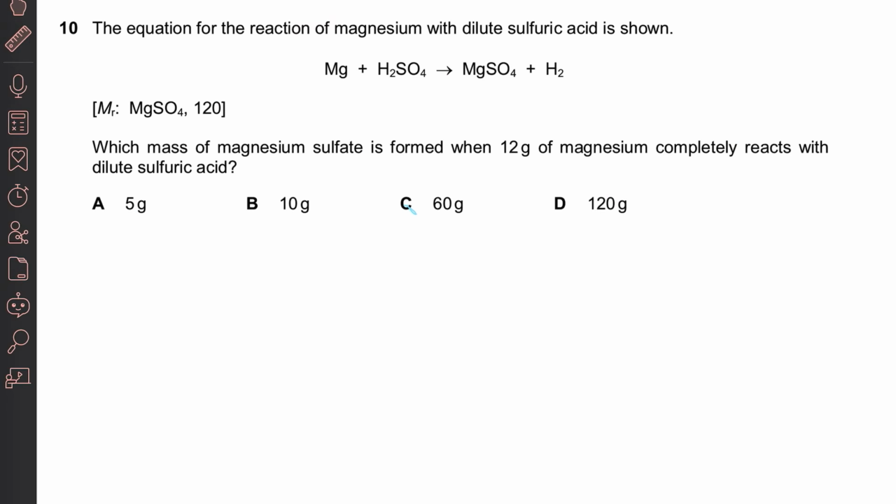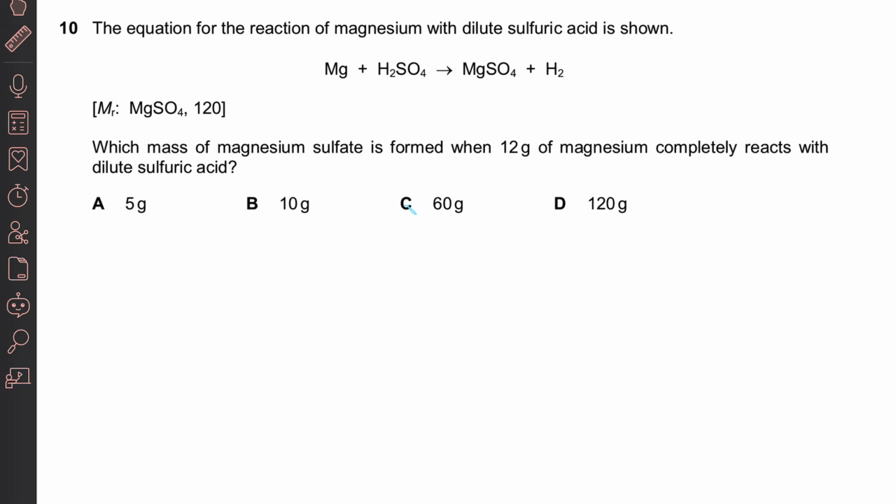The equation for the reaction of magnesium with dilute sulfuric acid is shown. The Mr of magnesium sulfate is 120 grams. So they give you the Mr for magnesium sulfate. Which mass of magnesium sulfate is formed when 12 grams of magnesium completely reacts with dilute sulfuric acid?